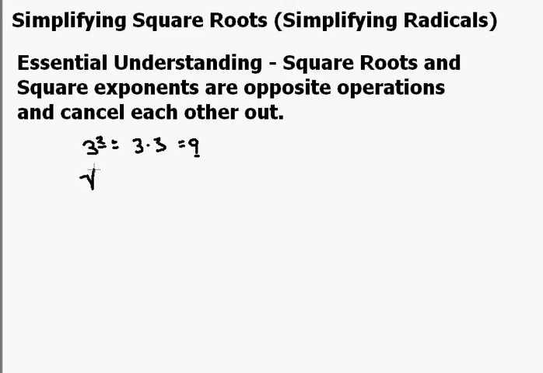So if I take the square root of 9, that's asking the question, what number do I use as a factor twice to get 9? And you give me the answer of 3. Basically they are opposite operations. When you square 3, you get 9. When you square root 9, you get 3. They kind of undo each other.